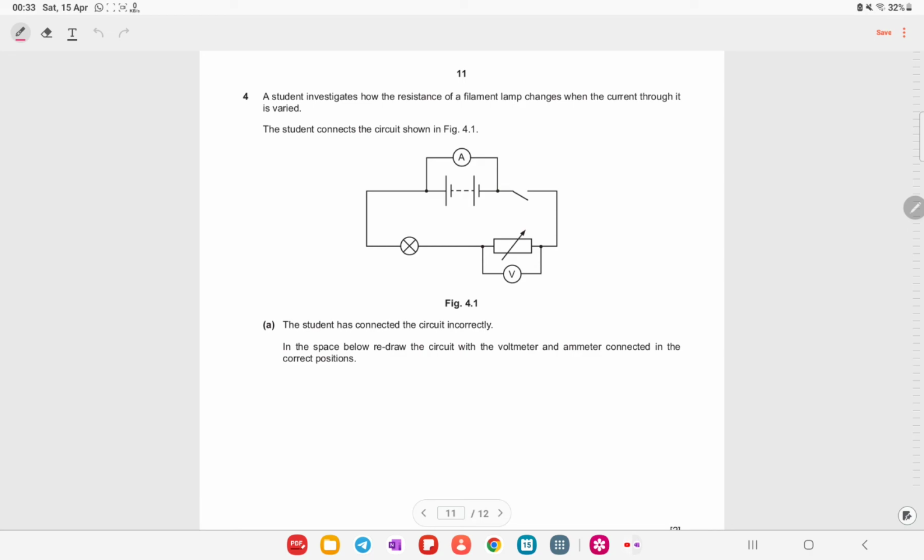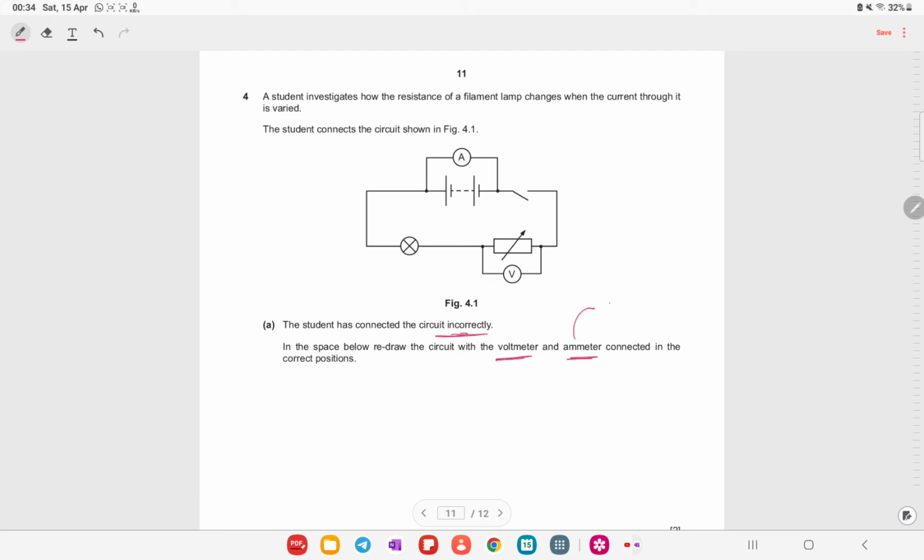Okay, now moving to the next question, and it states that a student investigates how the resistance of a filament lamp changes when the current through it is varied. A student connects the circuit shown in this figure. The student has connected the circuit incorrectly. Okay, in the space below, redraw the circuit, so only you have to redraw it with the voltmeter and ammeter correctly connected.